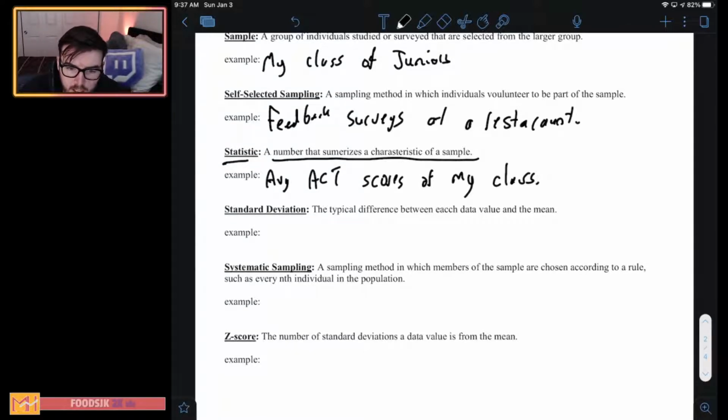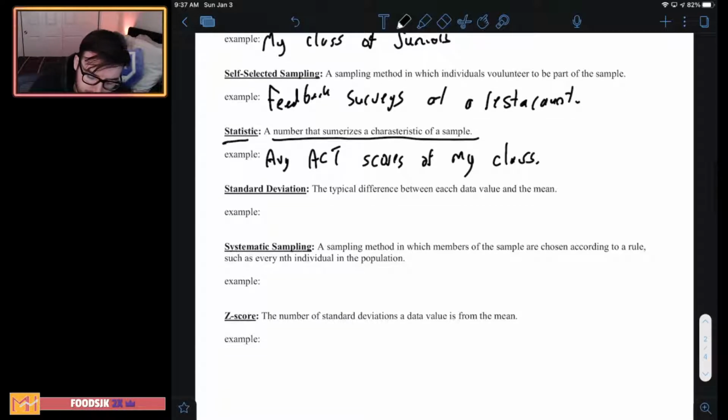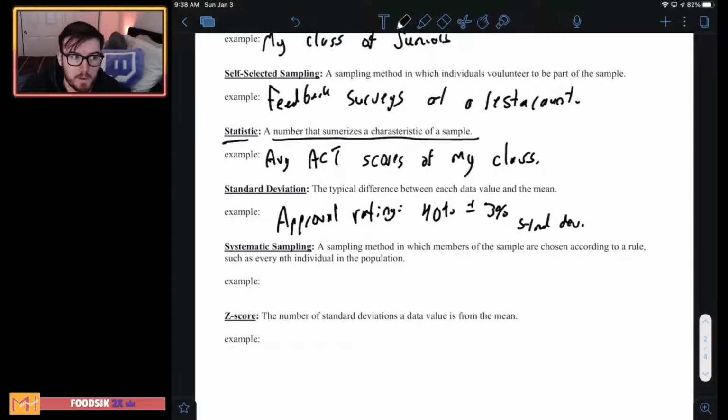Standard deviation is the typical difference between each data value and the mean. Now, that's sort of an upper level thought, but you might see, oh, the approval rating of our president is 40%, and then they might have a little number afterwards, plus or minus 3%. Another way to think of it is like margin of error.